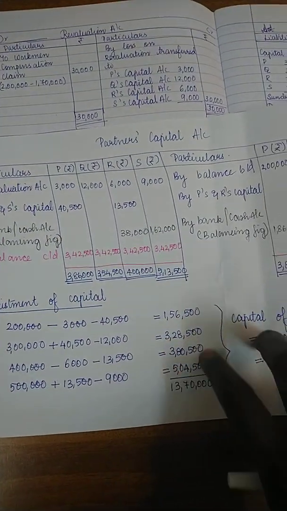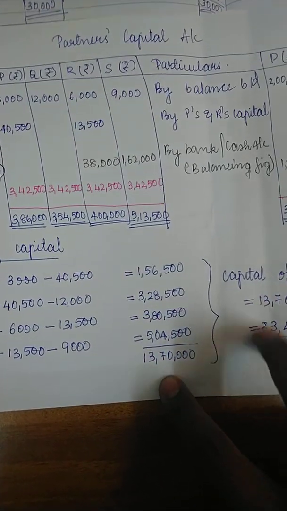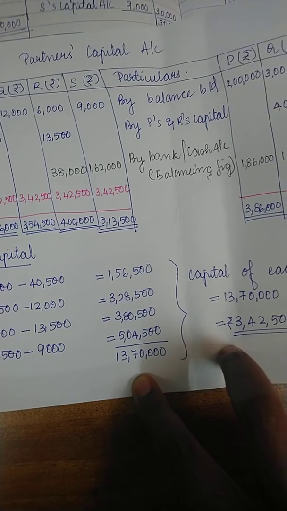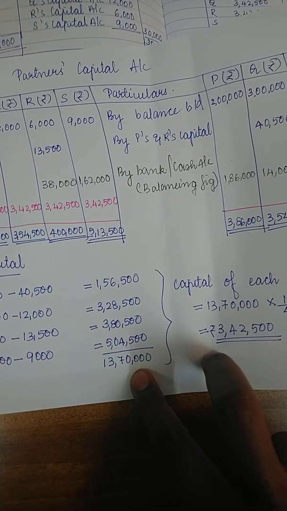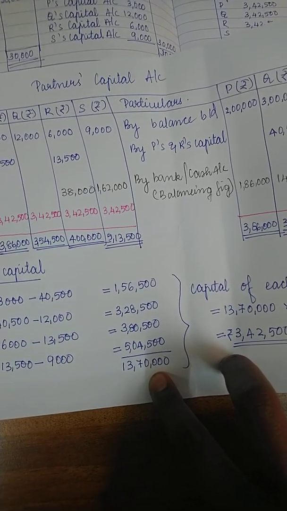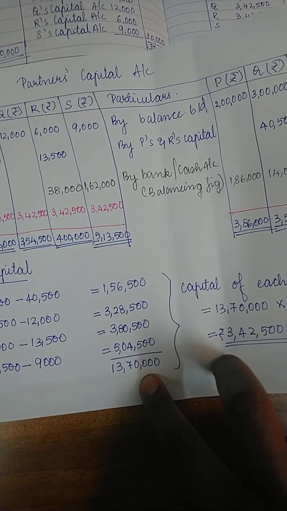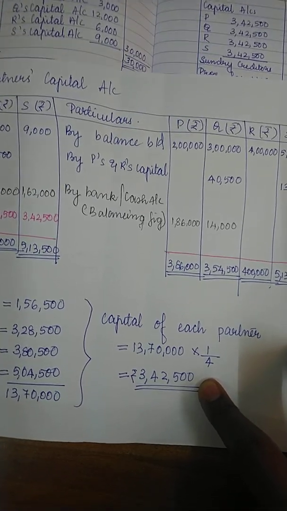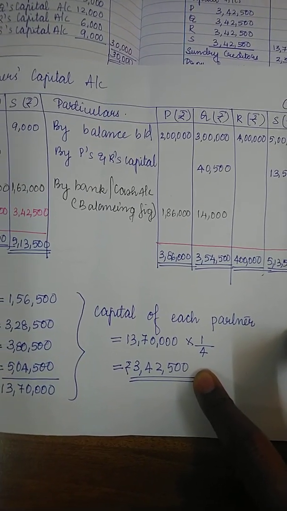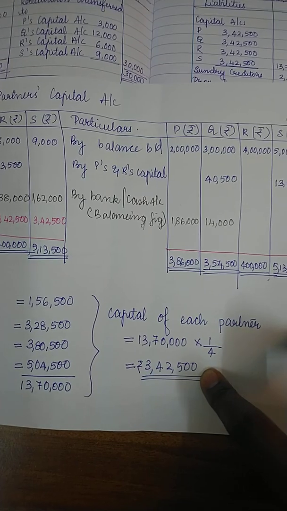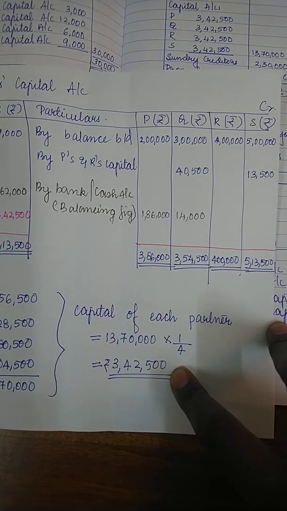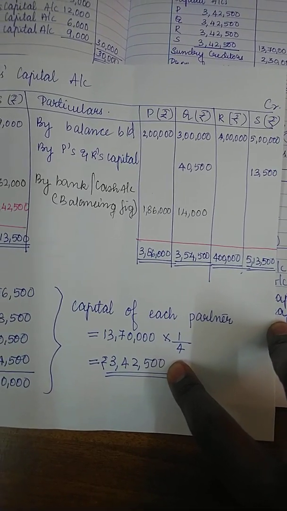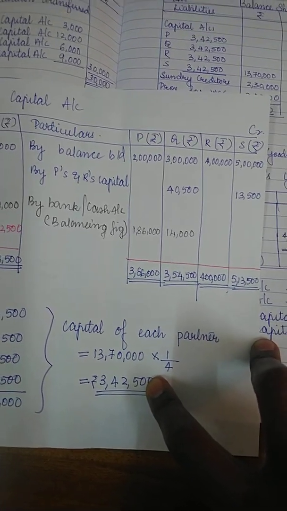Then I should find out the total adjusted capital of P, Q, R and S. That comes to 13,700. Now I'm going to distribute this total capital in their new profit sharing ratio, that is 1:1:1:1, so that is 1/4. So each partner has to maintain their capital as 3,42,500 as per their agreement. Total capital is distributed in the new profit sharing ratio, so their new capital is 3,42,500. This is their closing capital balance.